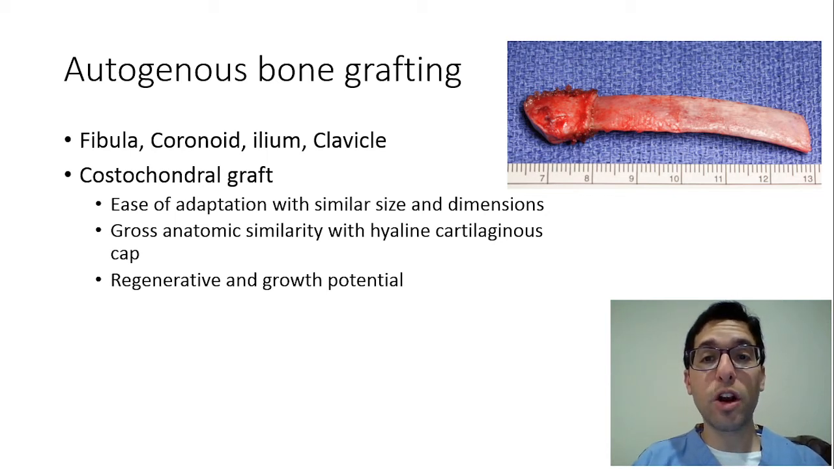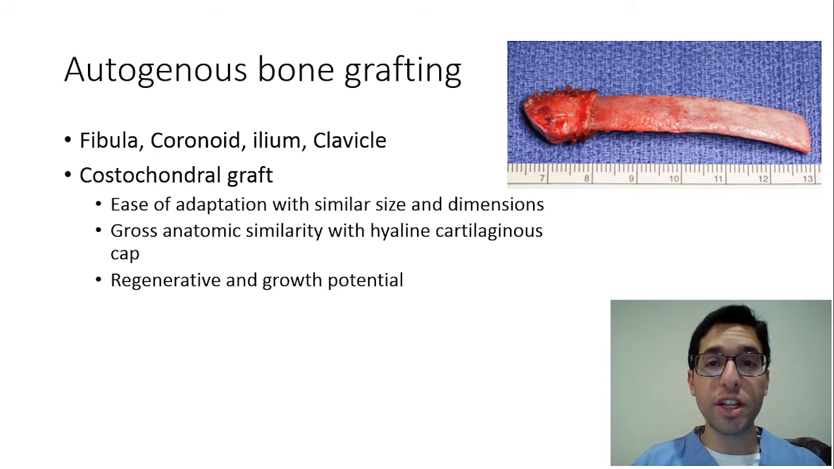And because it has a cartilaginous cap, it has a regenerative growth potential. And that's very key, and that's probably why we favor it when it comes to children. Because of course, if you're putting some kind of prosthetic device, that's not going to grow with the child, but if you're putting some kind of graft, and assuming the graft is successful and it takes, then this has the potential to grow with the child.